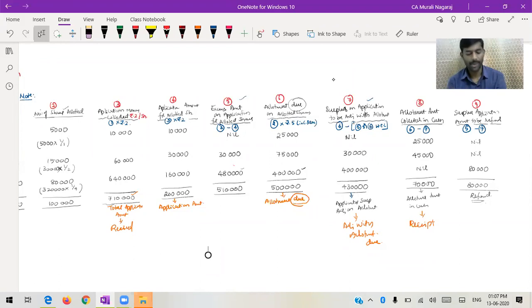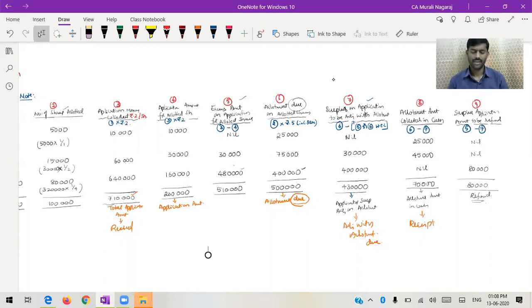To securities premium account, within bracket 1 lakh into 4 rupees. Amount is 4 lakh. So this is actually the due entry. Correct?